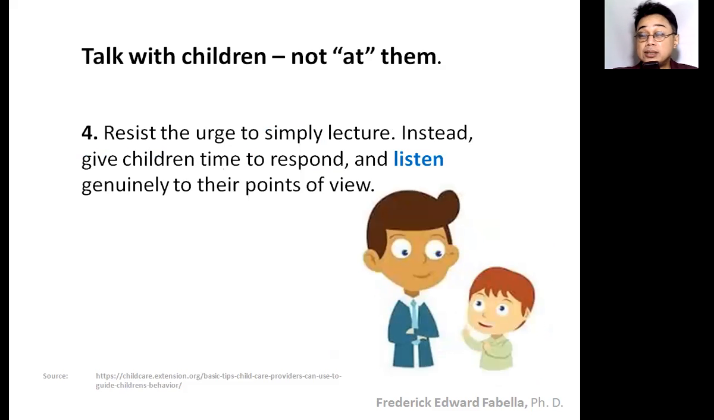Resist the urge to simply lecture. Sometimes we give long lectures and the children just want the lecture to end, but they're not really listening. Instead, give children time to respond and listen to their points of view. So it becomes a dialogue that way.